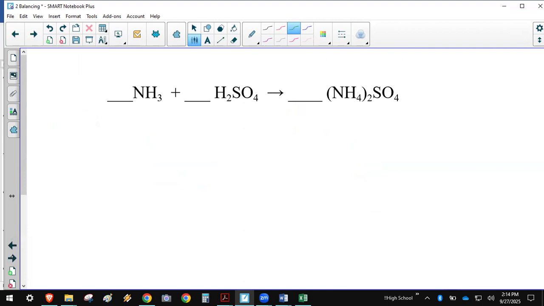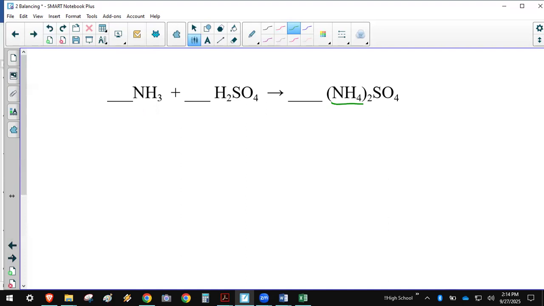So here we have ammonia. Ammonium is NH4, my bad. You have ammonia reacting with sulfuric acid. So that's this guy here. I know it's an acid, starts with hydrogen. And that produces ammonium and sulfate. So we call it ammonium sulfate.